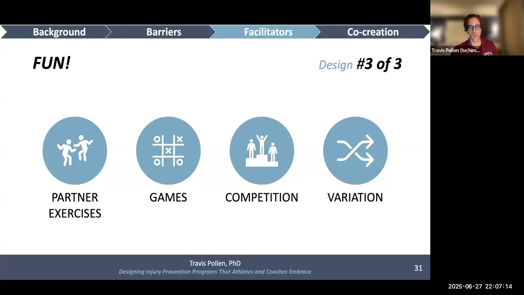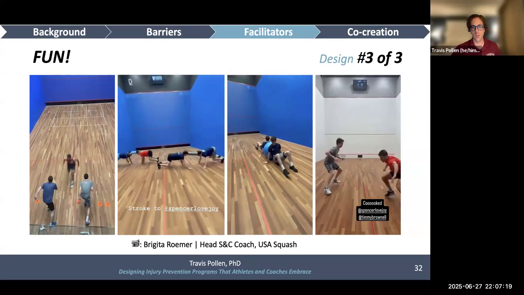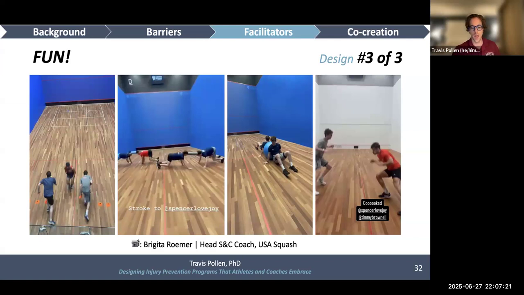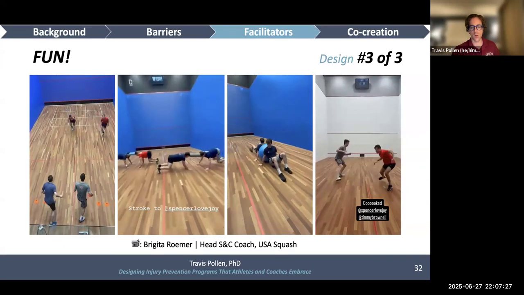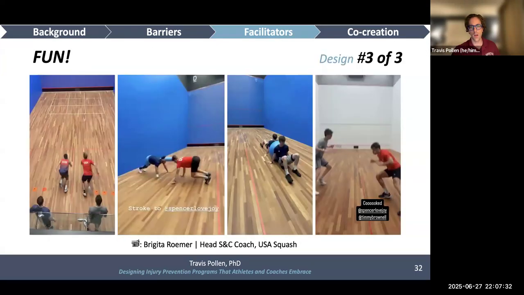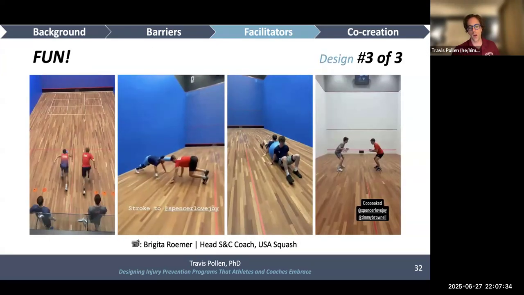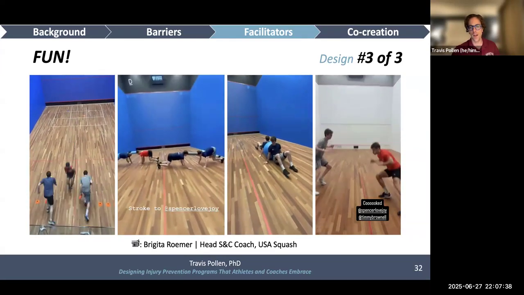And I have some examples here, courtesy of Bridget from USA Squash. She's the head strength and conditioning coach. You can see that on the left, we have some tic-tac-toe relay races. Then we have some animal crawl variations, a bear crawl, a crab walk, and we also have a partner mirror shuffle on the right here. So these are fun. And they can help athletes to stay in the game and motivated to perform these programs.